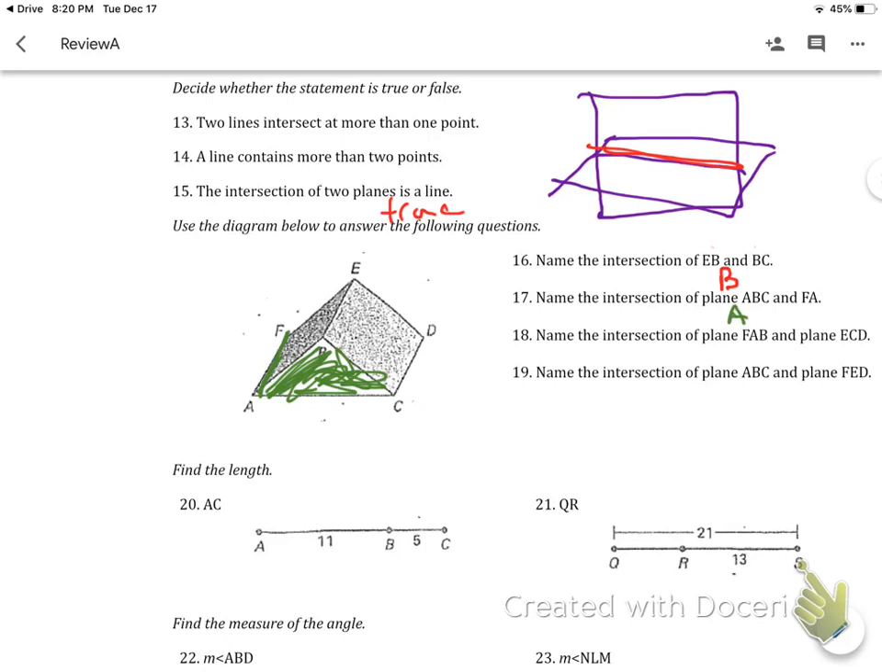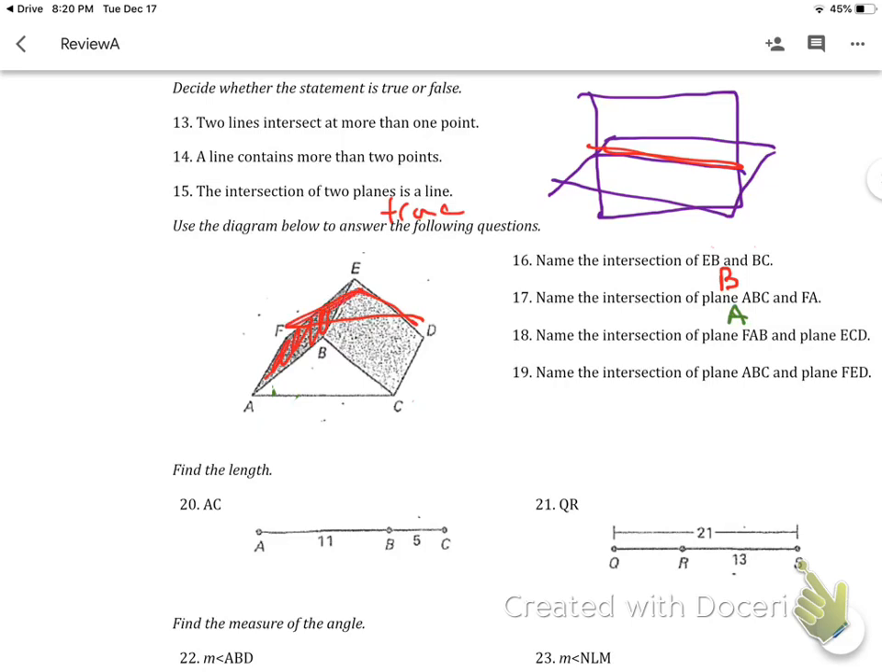Name the intersection of plane FAB and plane ECD. Let me erase what I have. We see here that I have FAB, which would be this side over here. And it's going to intersect with FED, which is the back triangle.